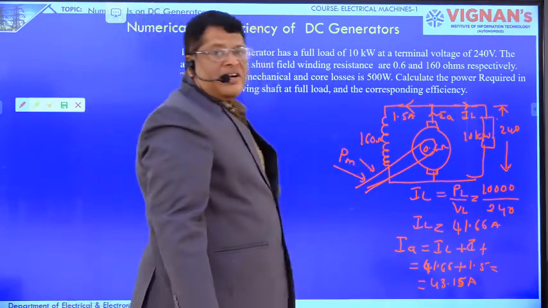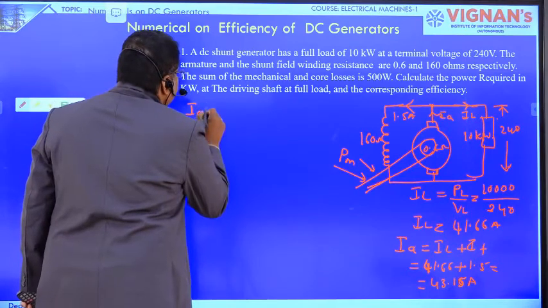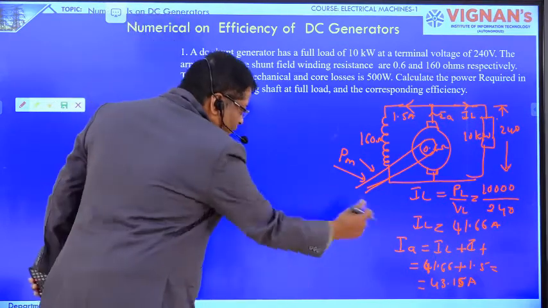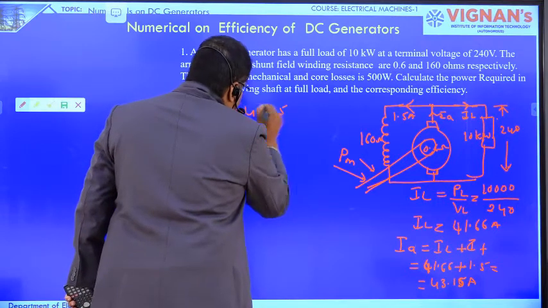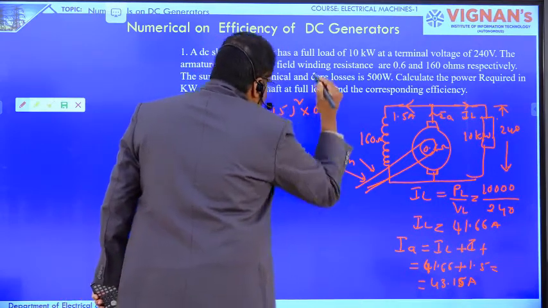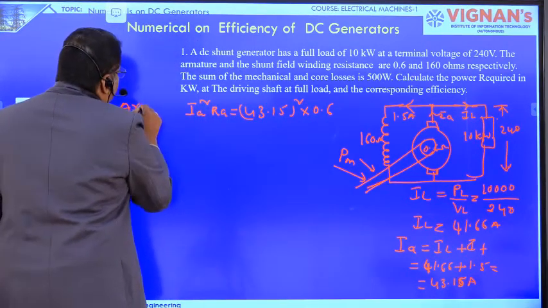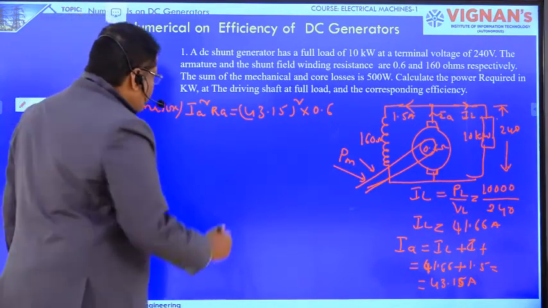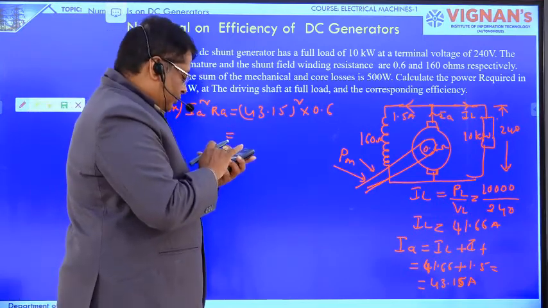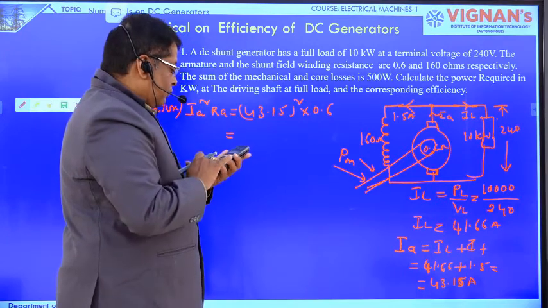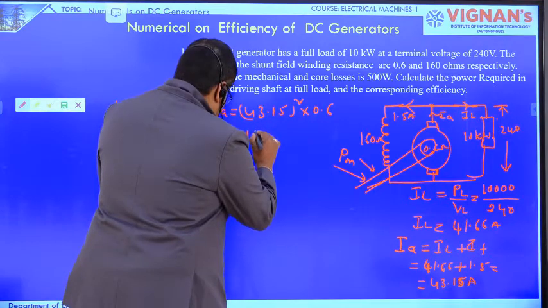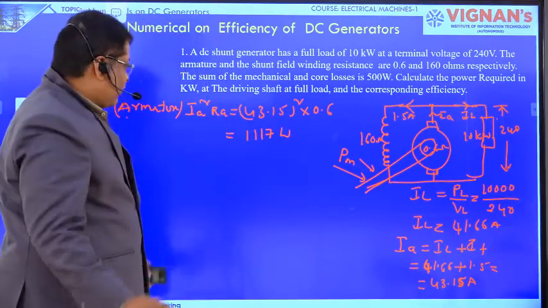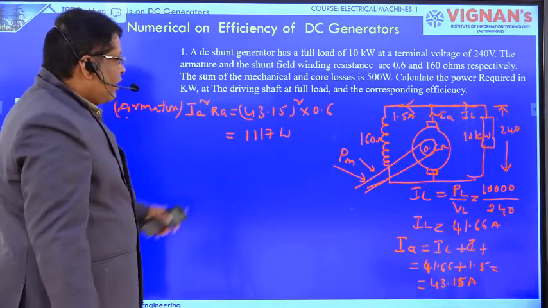Now we find the armature copper loss. Armature copper loss equals Ia square Ra, which is 43.15 square into Ra, which is given as 0.6. This value equals 1117 watts.